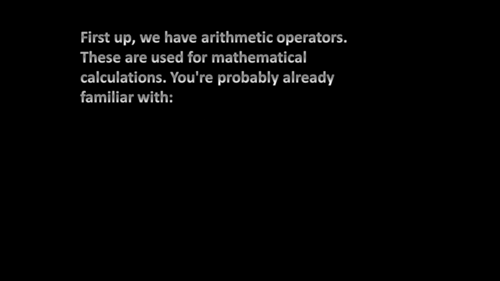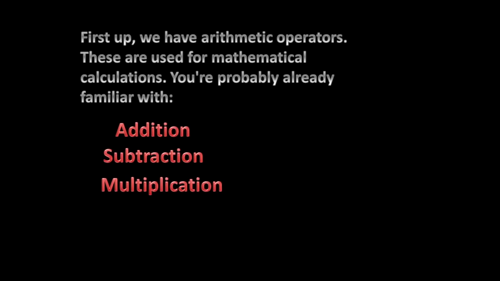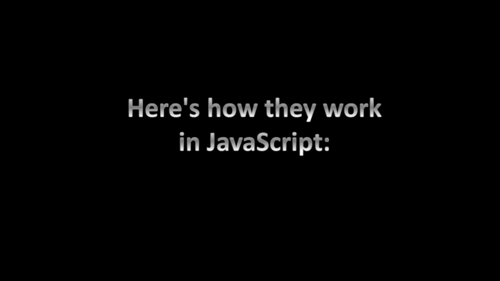Let's dive right in. First up, we have arithmetic operators. These are used for mathematical calculations you are probably already familiar with: addition, subtraction, multiplication, division, and the last one, modulus. Here's how they work in JavaScript.